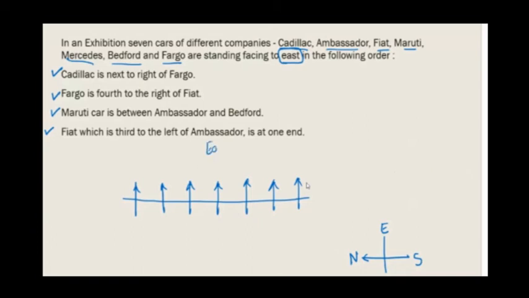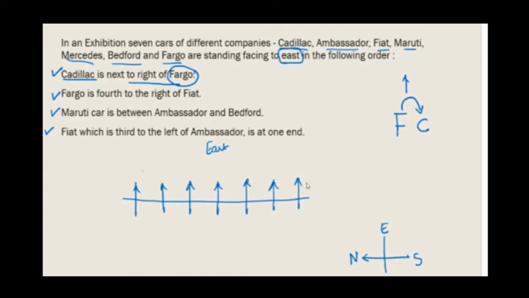So they are facing east. Cadillac is next to the right of Fargo. If I take Fargo first, the right of Fargo is going to be the right. So F and C are together and they are facing east.